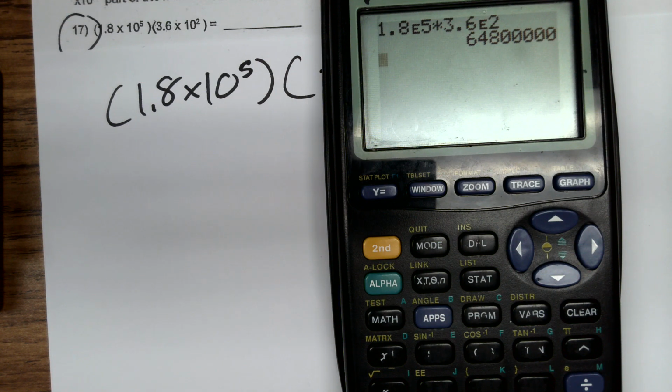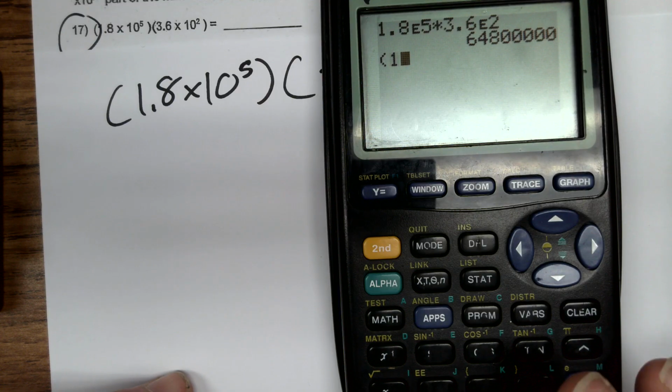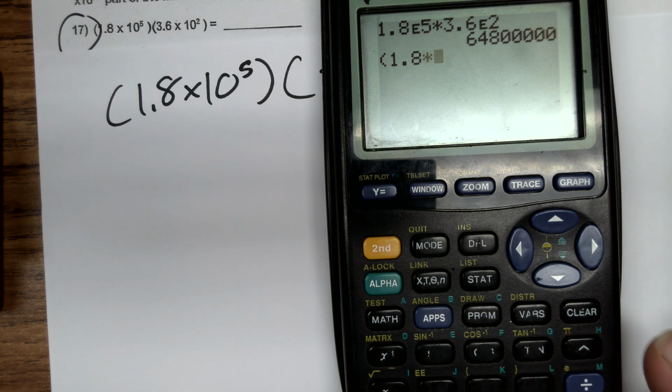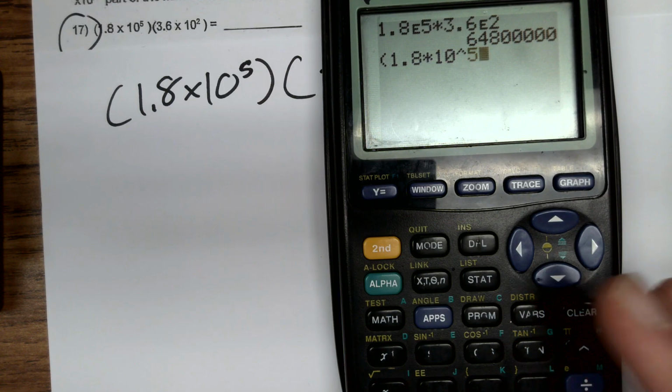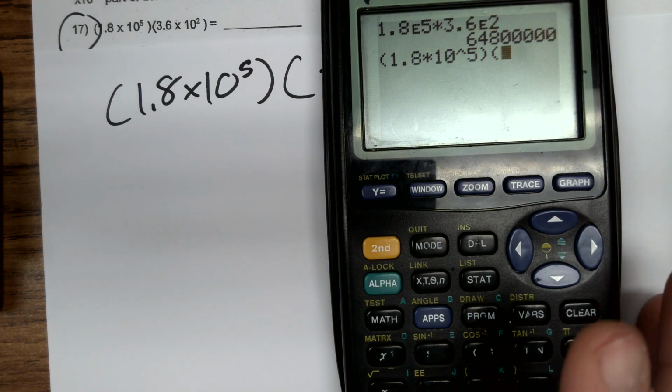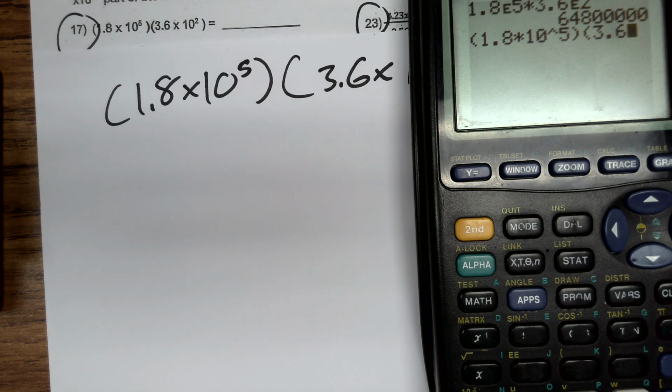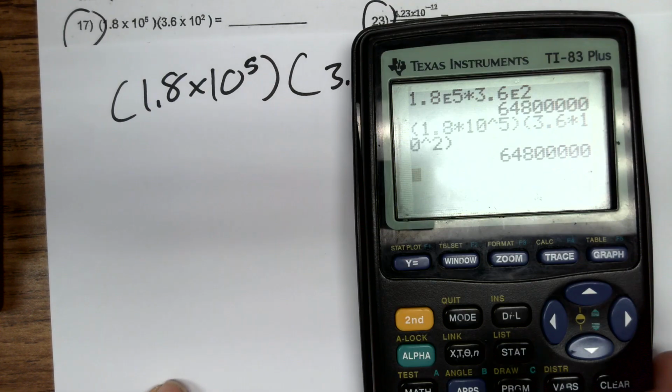Now the parentheses help me out here because technically if I use the parentheses, I could write the formula out exactly as I see it: times 10, caret top 5, close caret top, caret, parentheses, 3.6 times 10, caret 2, close parentheses. I get the same answer.